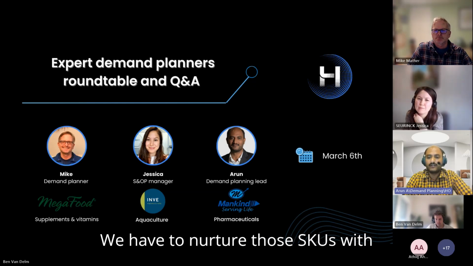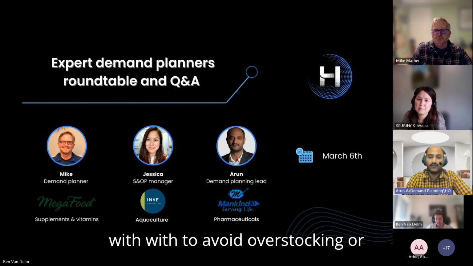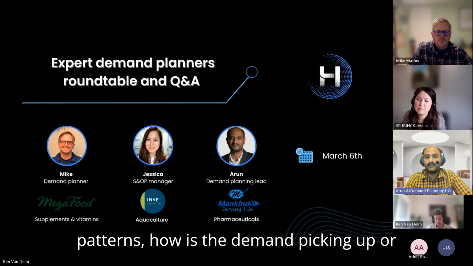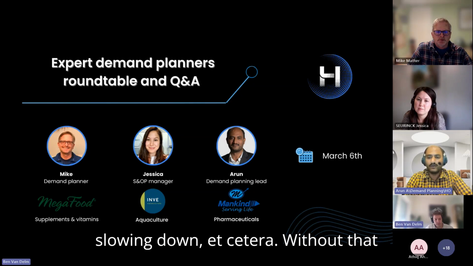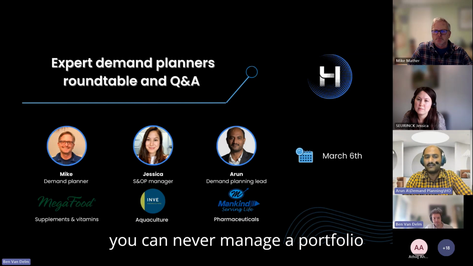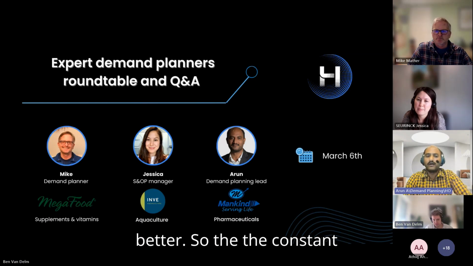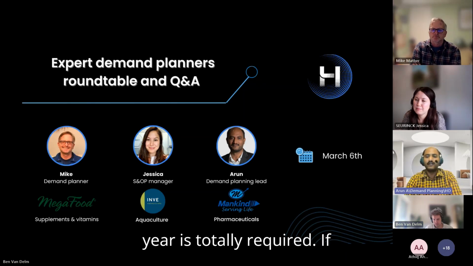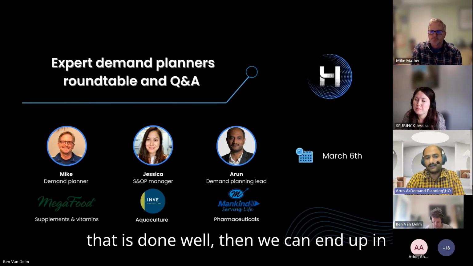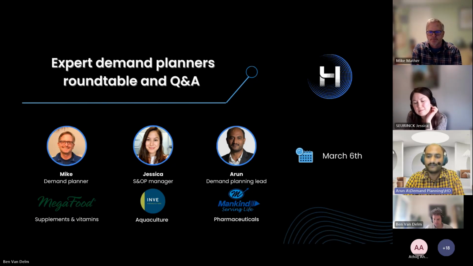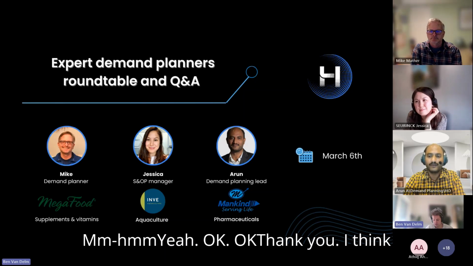We have to nurture those SKUs to avoid overstocking or understocking, constantly reviewing the patterns, how the demand is picking up or slowing down. Without that, you can never manage a portfolio better. So constant nurturing, at least for the first full year, is totally required. If that is done well, then we can end up with minimal write-offs and also contribute to the portfolio significantly. Yeah. Okay. Clear. Thank you.